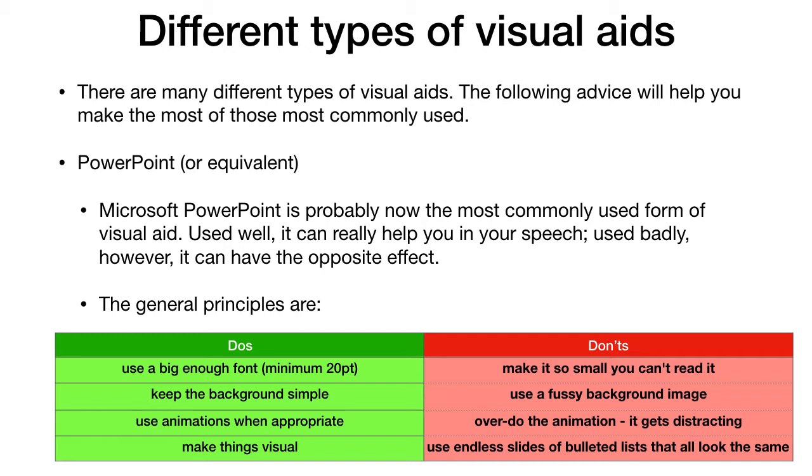Wow, okay, there are many types of visual aids, right? The following advice will help you make the most of those most commonly used. But in this video, I will only talk about those types that are mostly used in speeches. Okay, starting from PowerPoint or other equivalents to PowerPoint, like Keynote on MacBook. If you use a MacBook, you may be familiar with Keynote, right? Okay. We call this a kind of slideware.